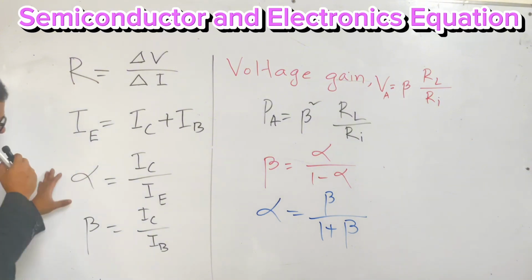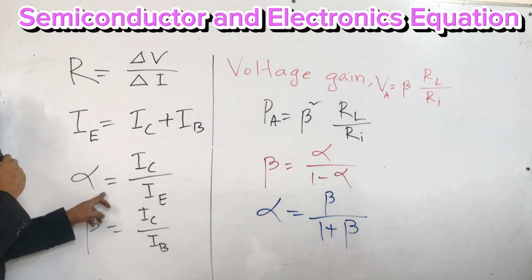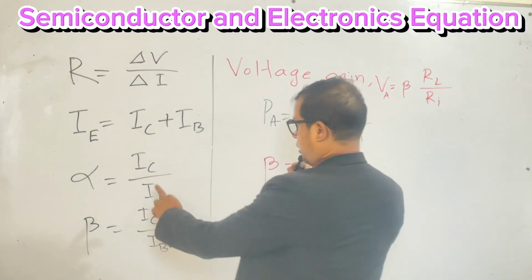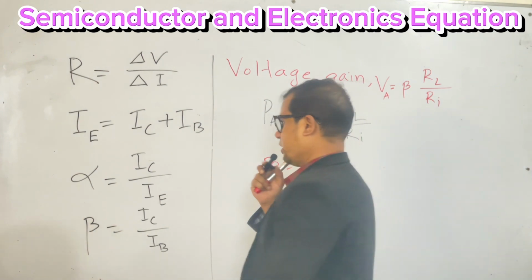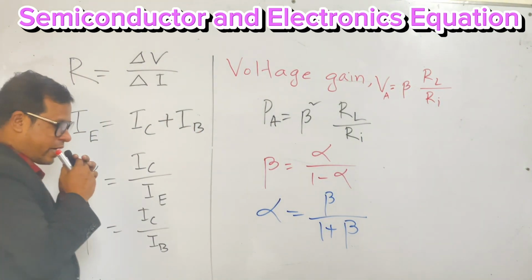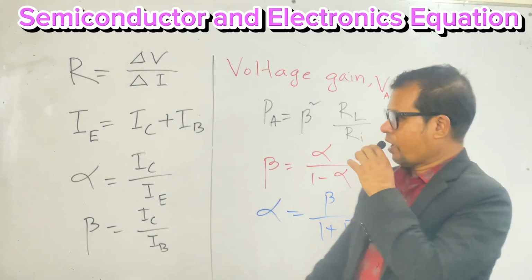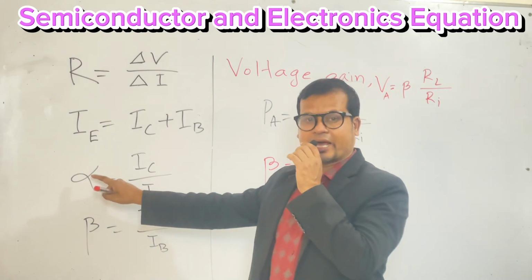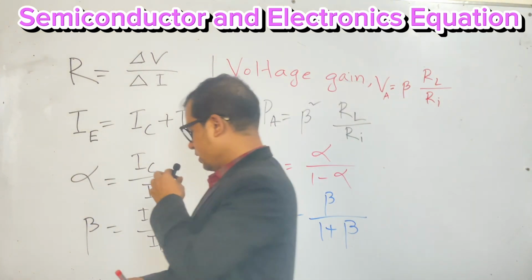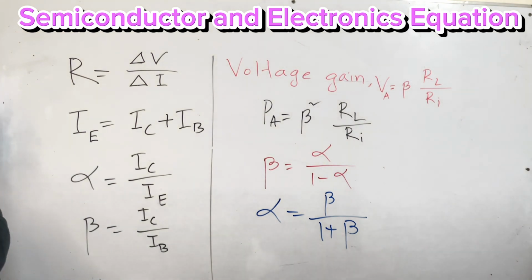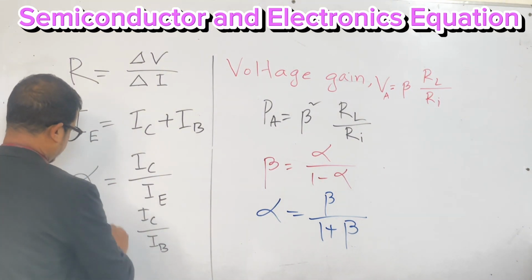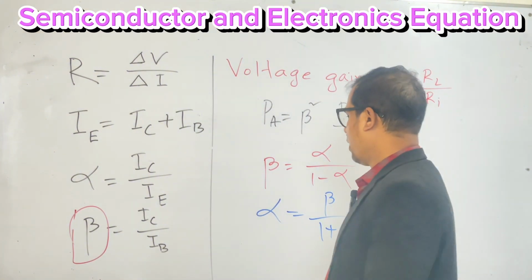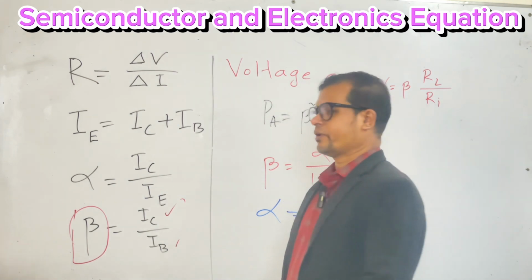Okay, guys, another formula, try to understand. Alpha equals IC over IE. The ratio between IC and IE is called the current amplification factor. Alpha is the current amplification factor. If a question gives you IC and IE, you can find alpha. Now beta. What do you mean by beta? Beta means current gain. If a question gives you IC and IB, then you can find the current gain.